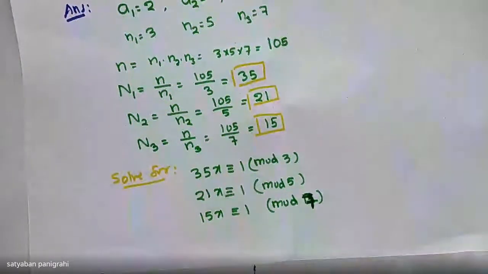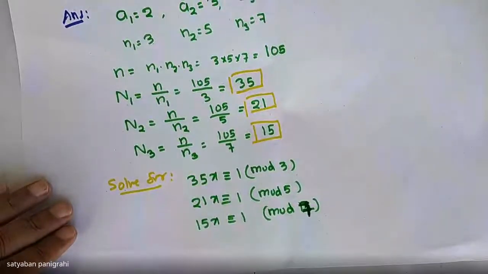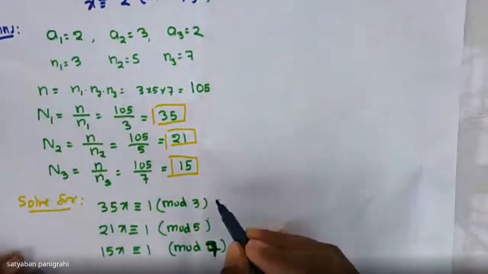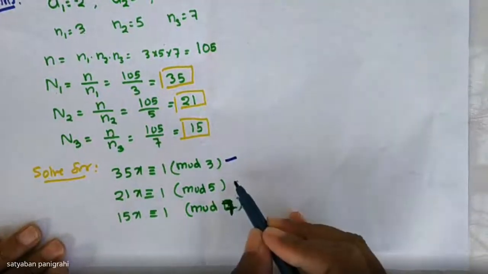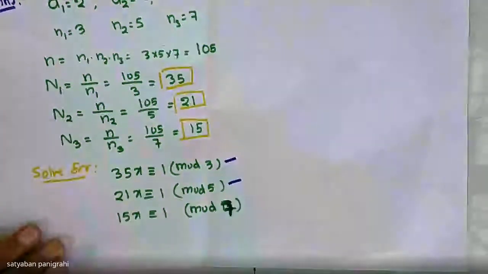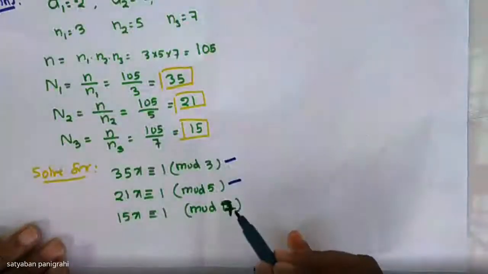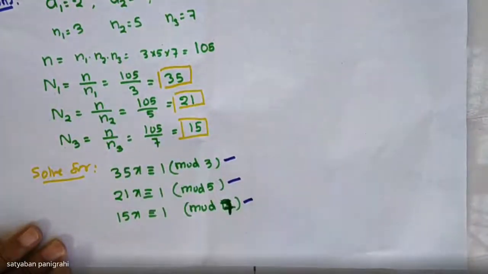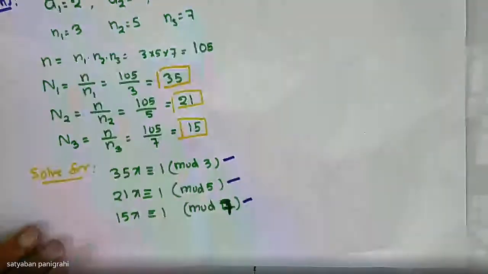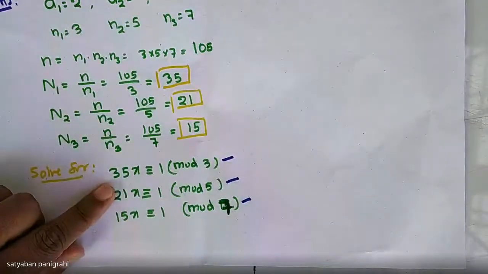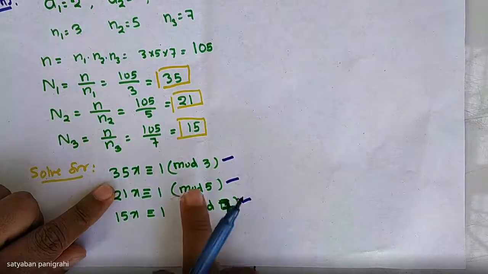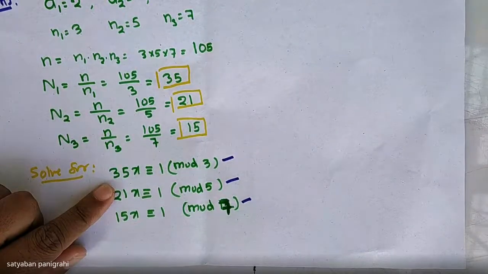Now, see here, we have three different questions. 35x congruent to 1 mod 3, one question. 21x congruent to 1 mod 5, another question. And 15x congruent to 1 mod 7, another question. That means what we have discussed in our previous classes, how to solve one single linear congruence, you have to go with that method.